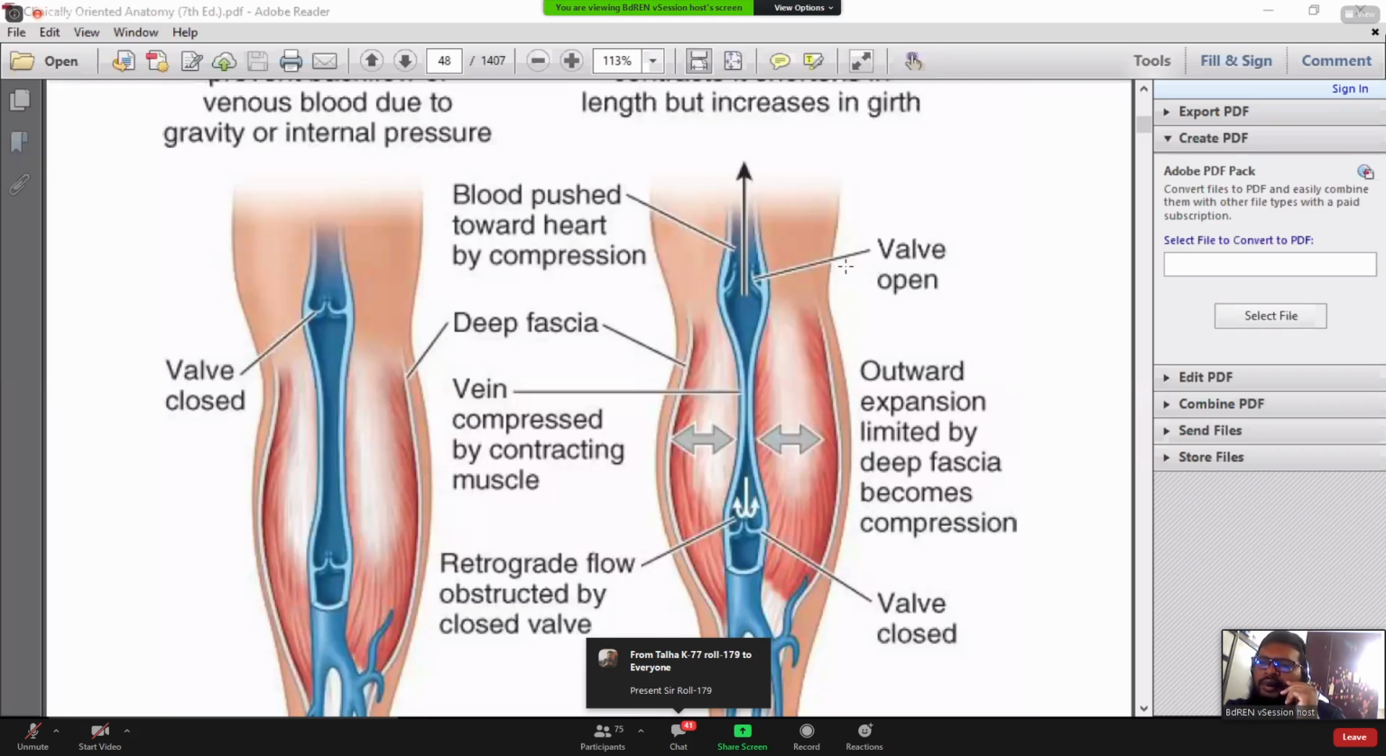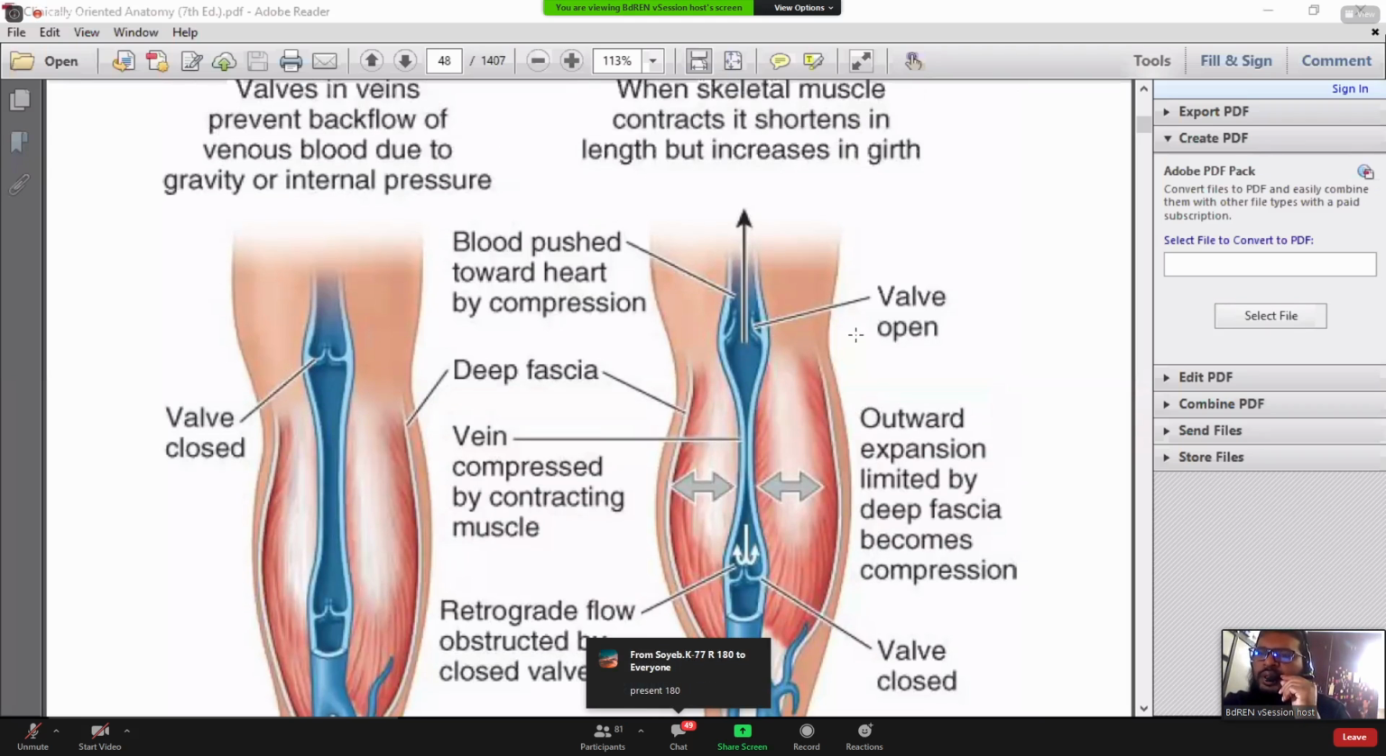And you can easily understand the part above the heart will get its venous return drained to the heart easily and in favor of gravity. But any part below the heart will have to return the blood against the gravity, right? So valves are not needed in the upper limb veins, but valves are very much important for the lower limb veins. In this way, muscle contraction is also a very important factor.